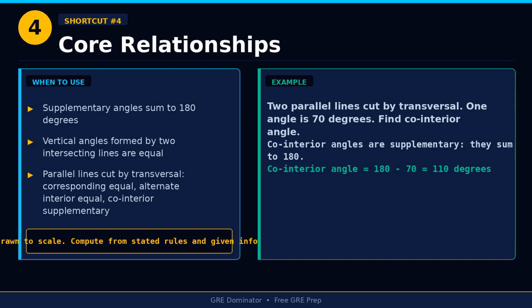Lines and angles. Supplementary angles sum to 180 degrees. Vertical angles formed by two intersecting lines are always equal. Parallel lines cut by a transversal create several angle relationships. Corresponding angles are equal. They occupy the same position at each intersection. Alternate interior angles are equal. They are on opposite sides of the transversal between the parallel lines. Co-interior angles on the same side of the transversal are supplementary and sum to 180. These three relationships solve every parallel line question.